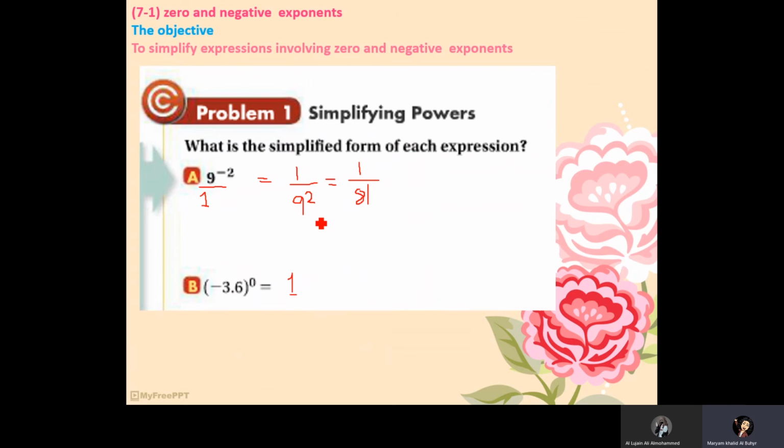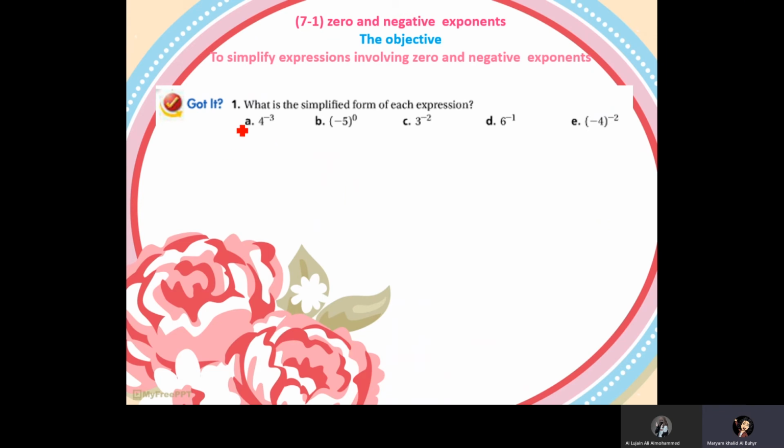That's for this part. Let me do more exercises with you. That's easy. Again, what is the simplified form of each expression? So 4 to the power negative 3, to make this positive, I have to say that equals 1 over 4 to the power 3. I'll do my calculation. 1 over 4 times 4 times 4, it's what? It's 64.